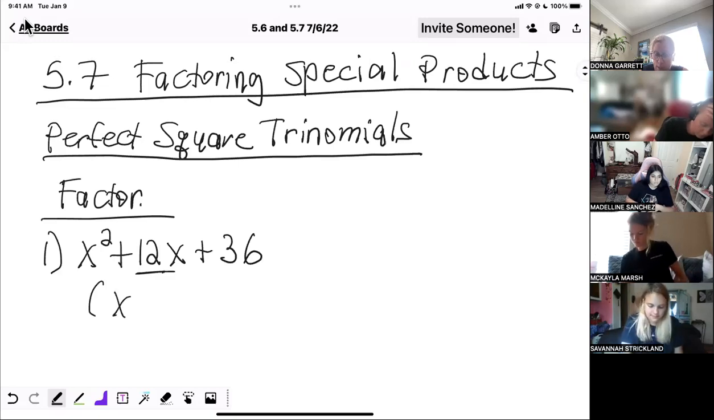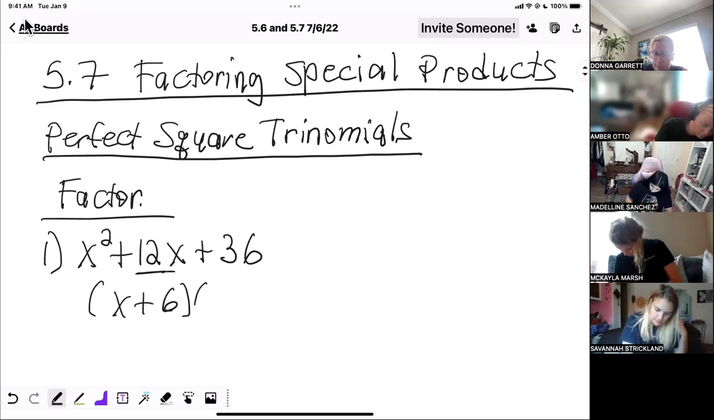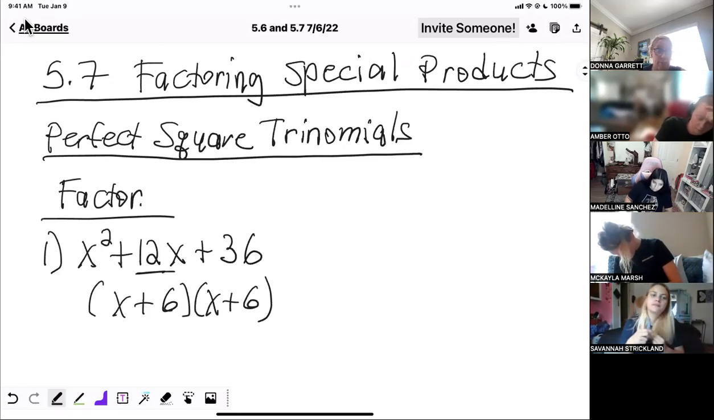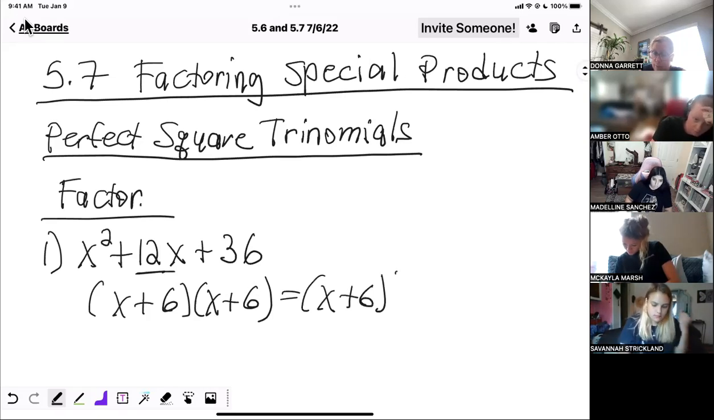So it winds up being x plus 6 times x plus 6. It's a perfect square, which we can write as x plus 6 squared. And that's why it's called a special trinomial, because it deals with perfect squares that factor into a perfect square. This is a perfect square because it's x plus 6 twice.